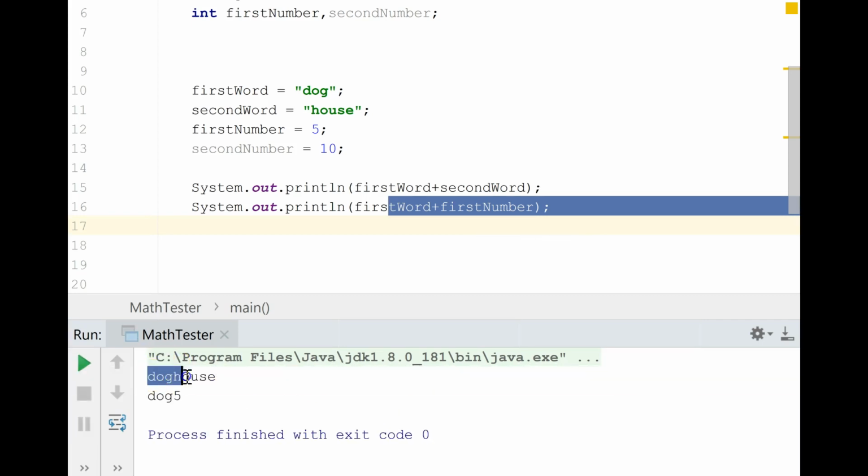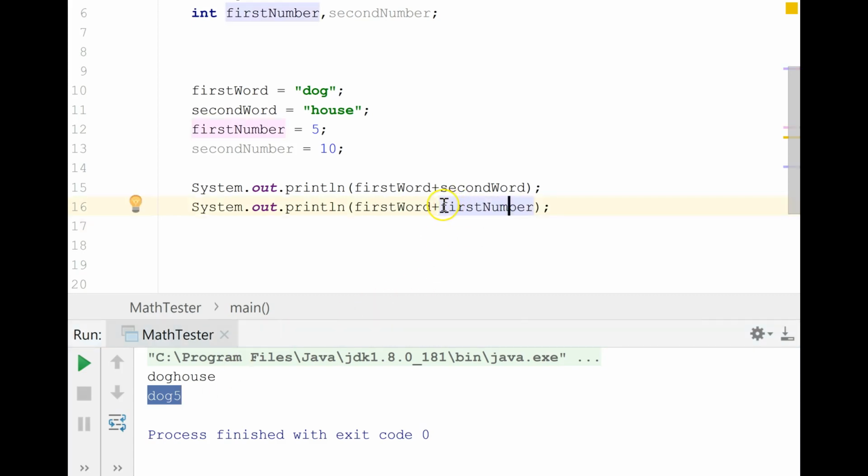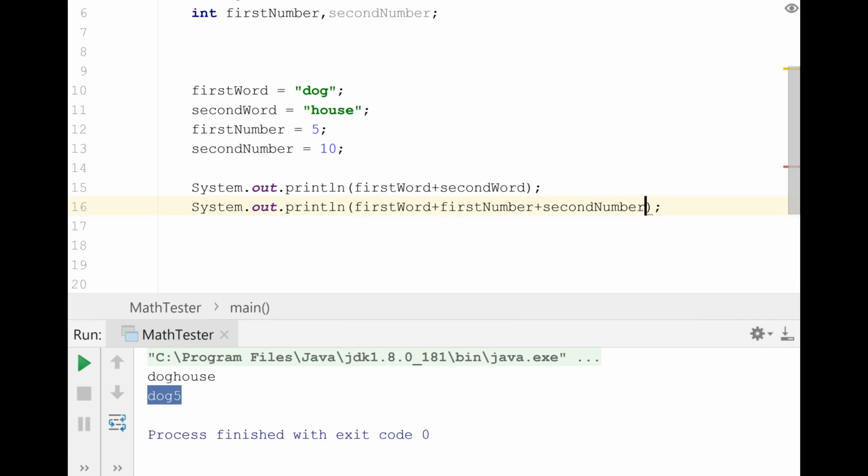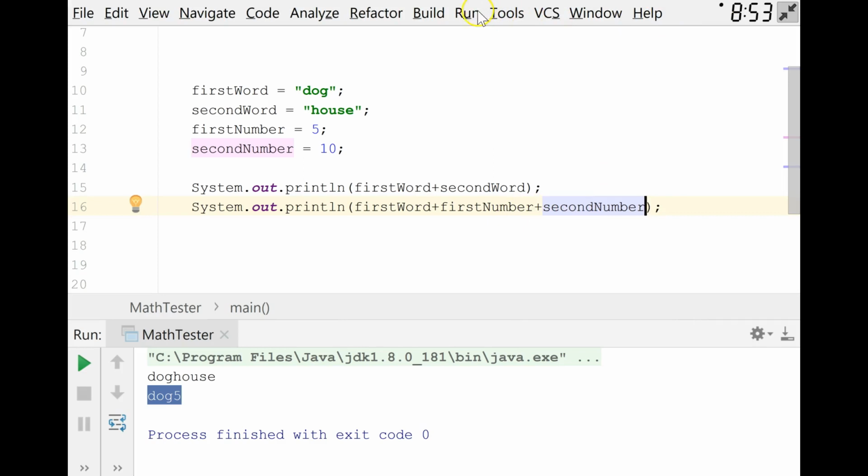All right, look, we still got doghouse. That was from our first line. Our second line, we got dog and 5. Okay, so whenever you have a string involved with numbers, it's going to just combine them together. If I wanted to add the second number, if I wanted this to print out and I didn't want it to say dog510, because it's still not going to add it.